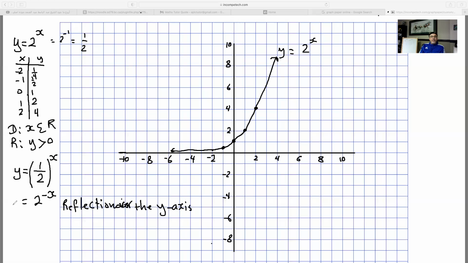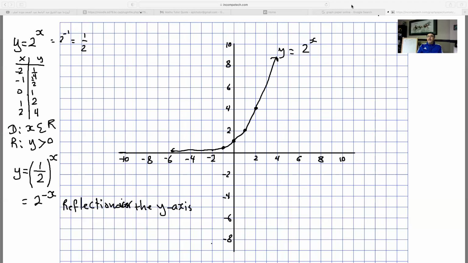And therefore, all you need to do is take all the points and reflect them in the y-axis. And if you don't know what happened there, the chapter on transformations talks about this very clearly. If you have a negative in front of the x, it means a reflection in the y-axis. If the negative is in front of the whole thing, then it's a reflection in the x-axis, or over the x-axis.